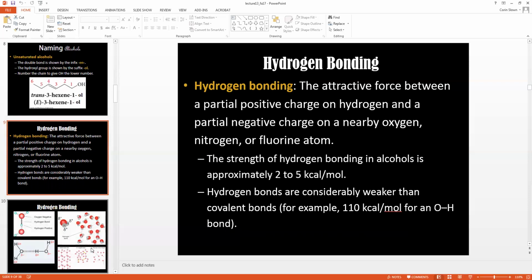So when we're thinking about alcohols, one of the primary roles that we see alcohols take in living organisms is hydrogen bonding. So this is the attractive force between a partial positive charge on a hydrogen and a partial negative charge on a nearby oxygen, nitrogen, or fluorine atom. So the strength of hydrogen bonding in alcohols is approximately 2 to 5 kcals per mole. These hydrogen bonds then are considerably weaker than covalent bonds. For example, a covalent bond for an OH bond is 110 kcals per mole.